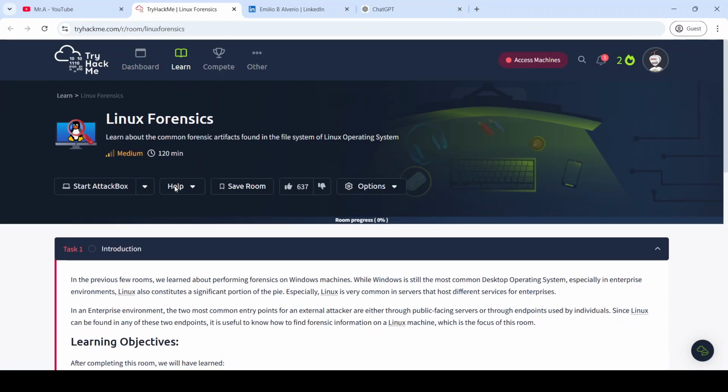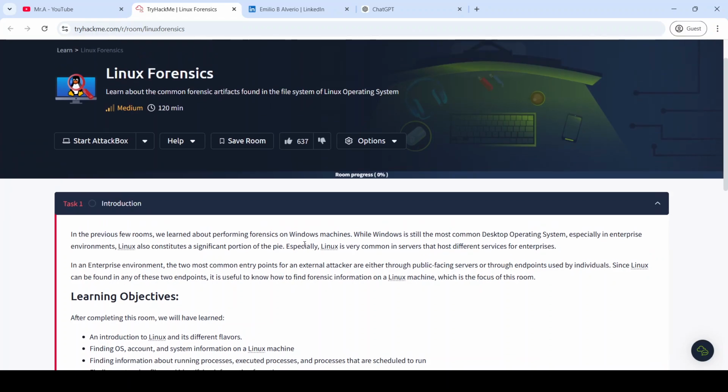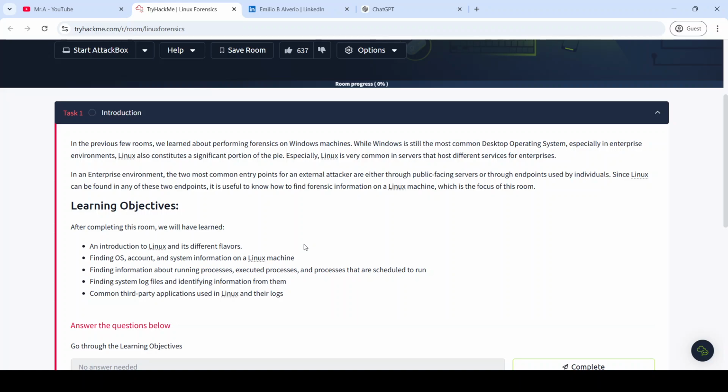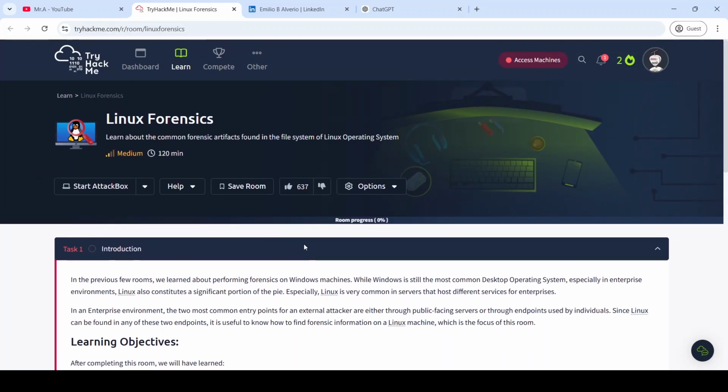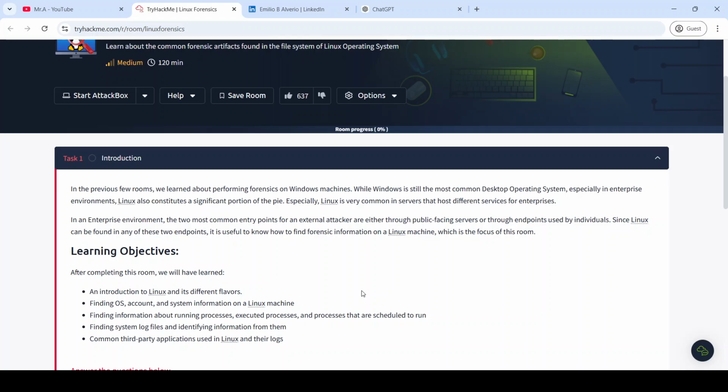We're going to start a new topic for today. It's Linux forensics. Let's jump right into our topic for today. So this is a continuation of the Linux fundamentals, and after this one, I think we're going to do some capture the flag activity, just to reinforce what we have learned.